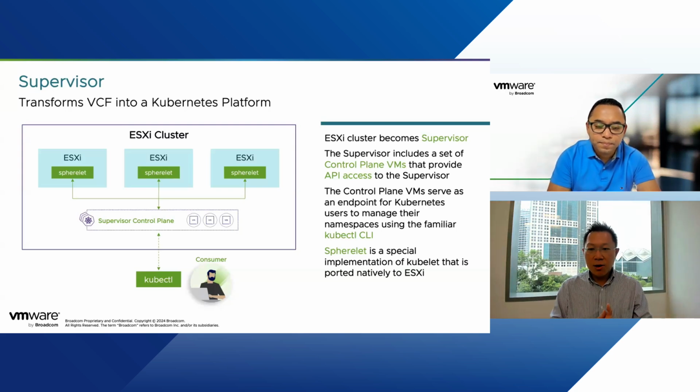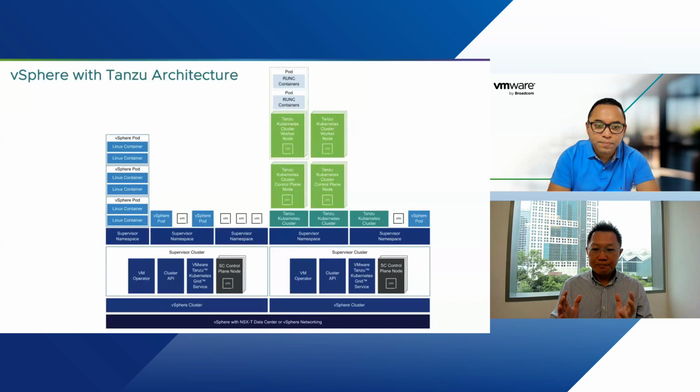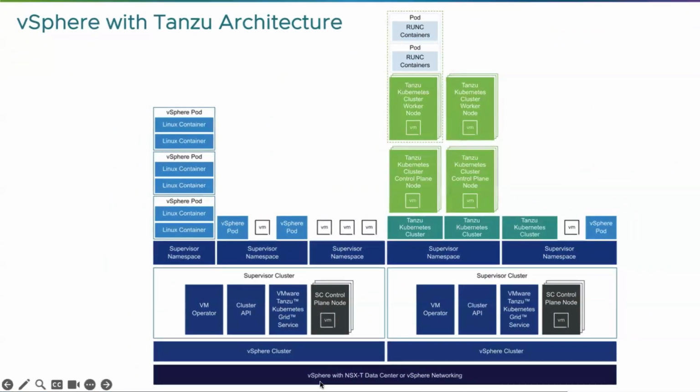All right, so let's move on to look at the architecture. As you can see over here, this is what we call the vSphere with Tanzu architecture. You can see there's a supervisor cluster over here. Let's go from bottom to top. At the bottom, what you actually require is your VCF platform, so you can run vSphere with NSX-T data center networking.